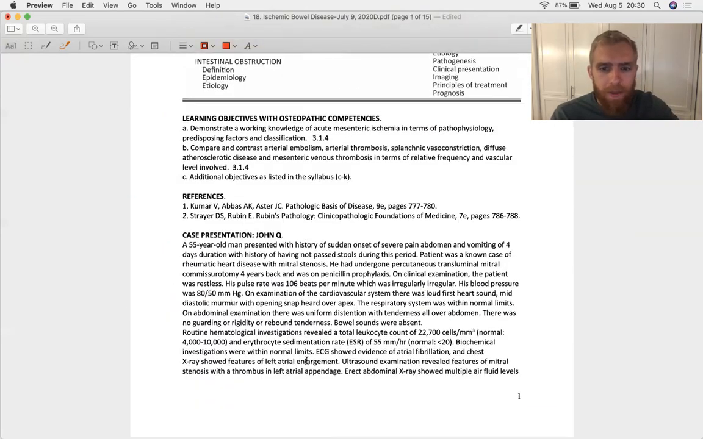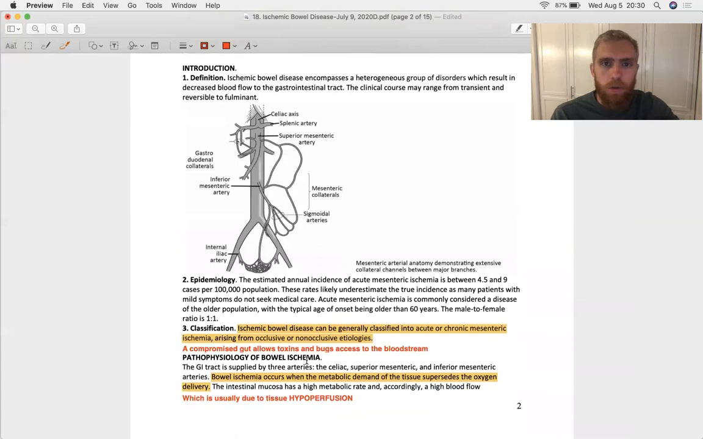So now I'll talk about the whole SDL as I normally do, because I do like this SDL. So ischemic bowel disease, again, ischemia of the gut. When we think ischemia, what are we thinking? We're thinking hypoperfusion. That's basically synonymous for our purposes with ischemia.